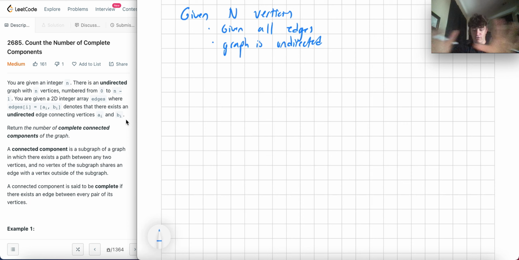I know that there's n vertices in this graph. I know that the edges in the graph are going to be given to me and that the graph is undirected. So if there's a connection from U to V, there's also a connection from V to U, which is what undirected graphing means. If that's not a concept that you're familiar with, then you're probably not prepared to solve a medium problem. Okay, return the number of complete connected components.